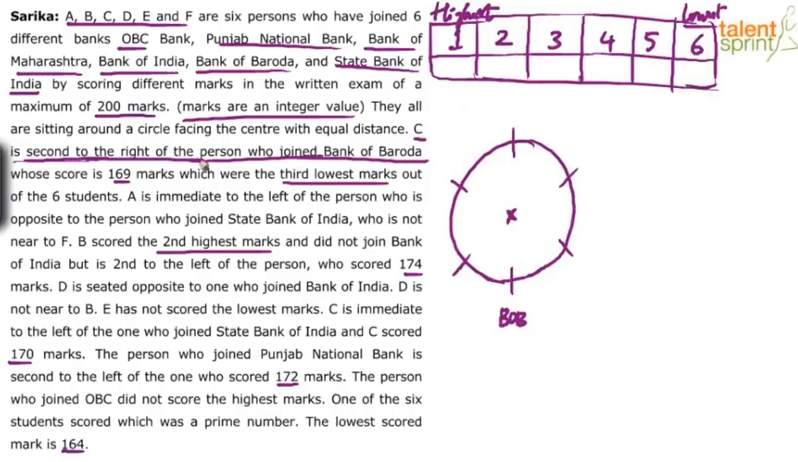So it says C is second to the right of the person who joined Bank of Baroda. So the Bank of Baroda guy is this. We don't know the name and marks, but he's the person. C is second to the right of this person. Now right of this person is in the anti-clockwise direction.